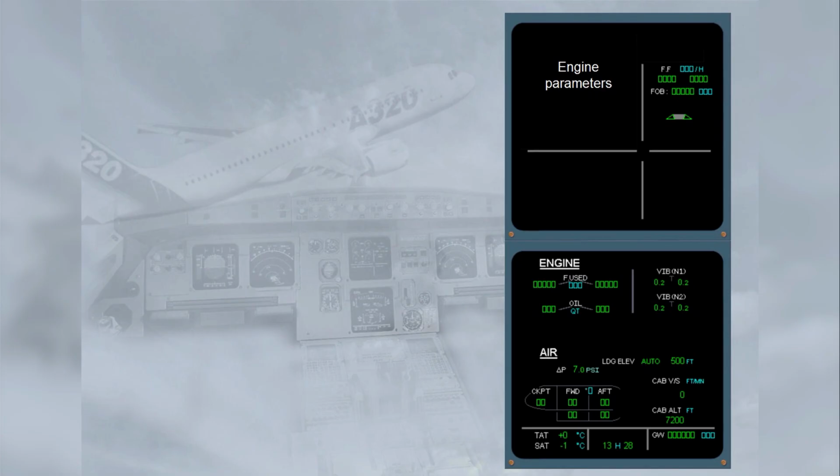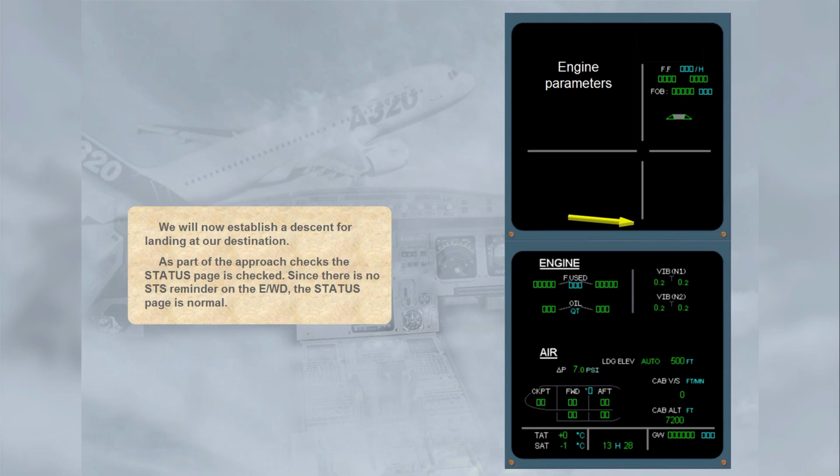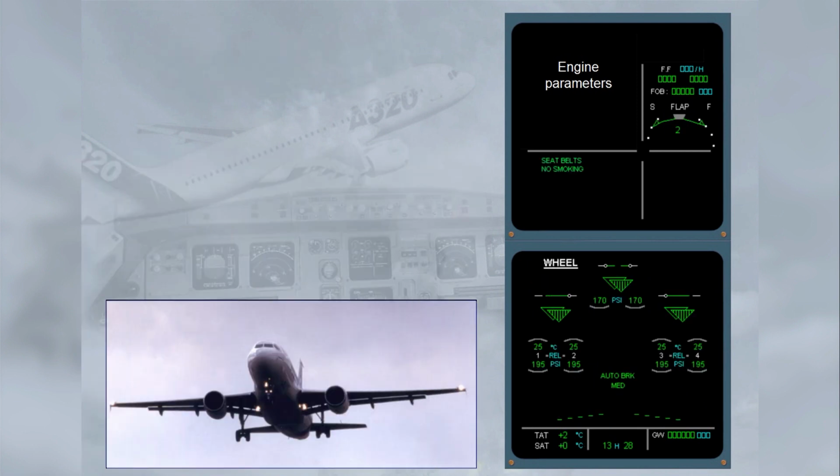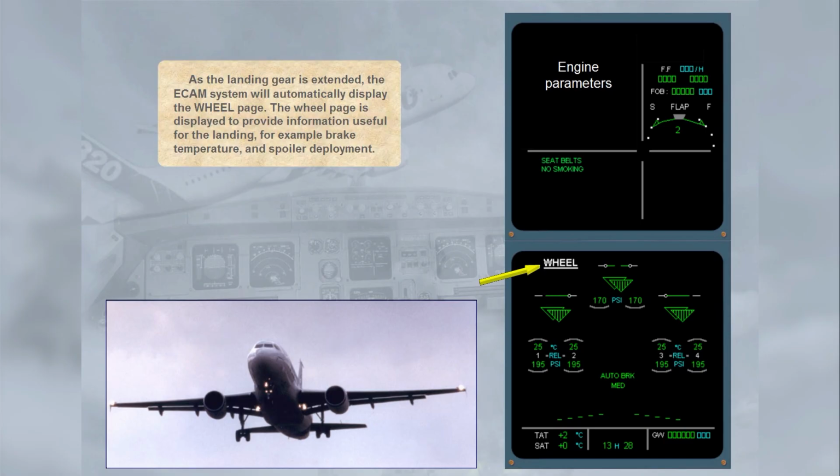We will now establish a descent for landing at our destination. As part of the approach checks, the status page is checked. Since there is no status reminder on the engine warning display, the status page is normal. The aircraft is lined up on final approach. As the landing gear is extended, the ECAM system will automatically display the wheel page. The wheel page is displayed to provide information useful for the landing, for example, brake temperature and spoiler deployment.